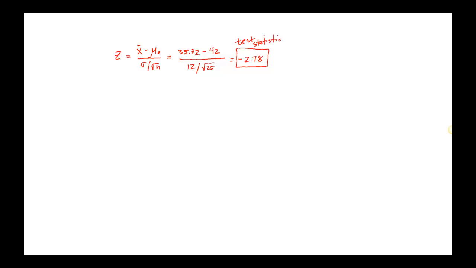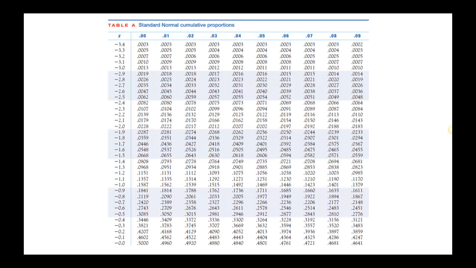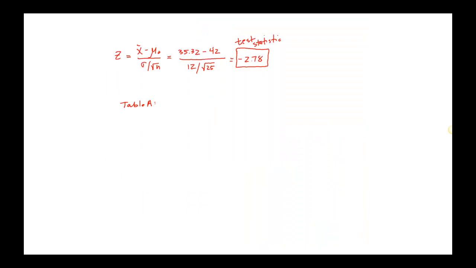All right, so now I have my test statistic. I'm going to use that to help me find my p-value. To do that, I go to table A and I look up negative 2.78. So here's table A, here's negative 2.7, and I'm looking in the 08 column, so I want to see where those two intersect, and it looks like it's right here. So the value from table A corresponding to a z of negative 2.78 is 0.0027.